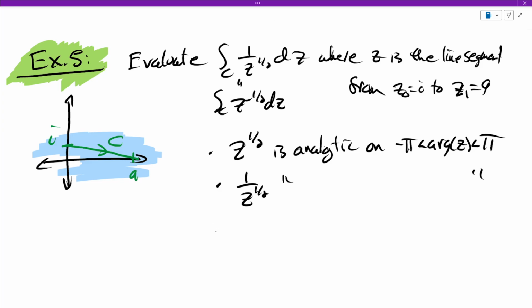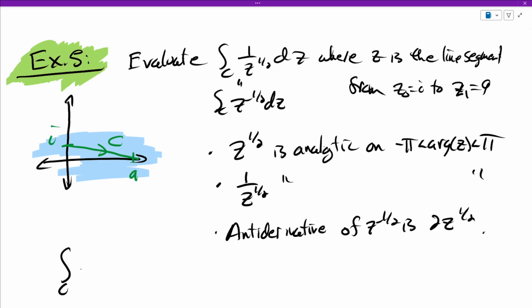So an antiderivative of z to the negative 1/2, let me just be clear here, is the usual thing. It's 2z to the 1/2, and it's an antiderivative on the appropriate domain. Okay, it's not an antiderivative everywhere, but it's an antiderivative on the appropriate domain. So if we want to do this contour integral, we take 2z to the 1/2 and we evaluate from i to 9.